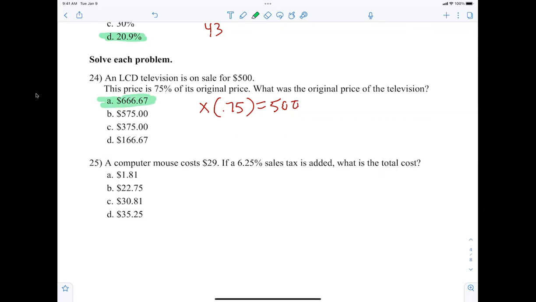Is everybody okay with that? Yeah. All right, setting it up again is the important part. I just did 500. No, divided by 3/4, you mean? Yeah, okay. I thought you said multiplied, so we're good.